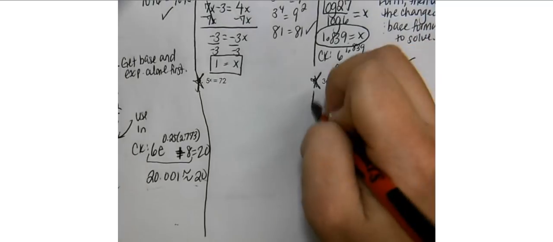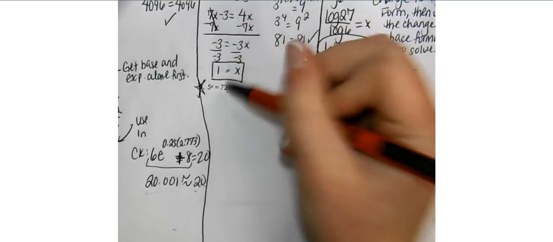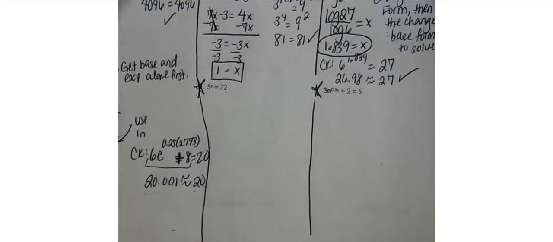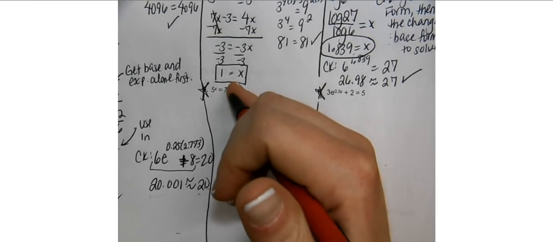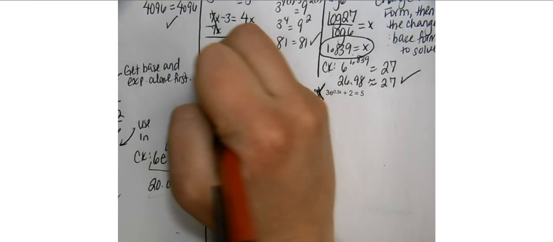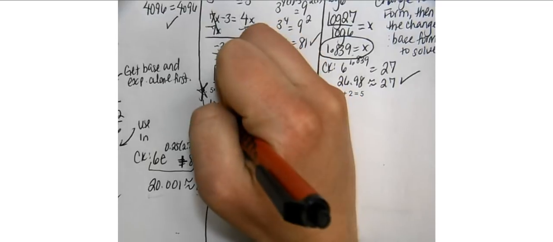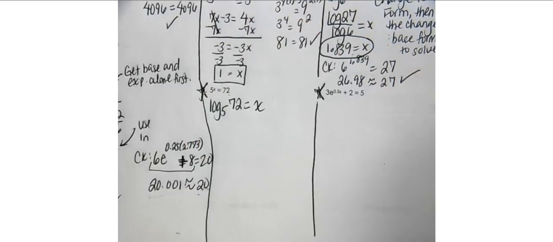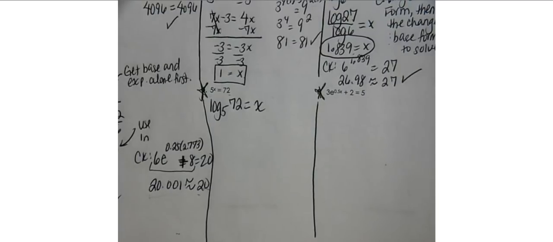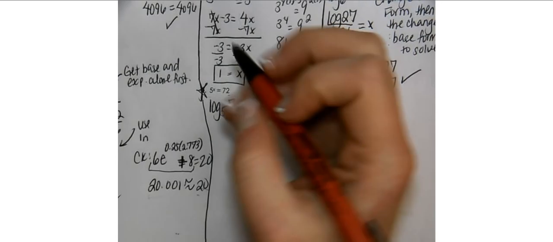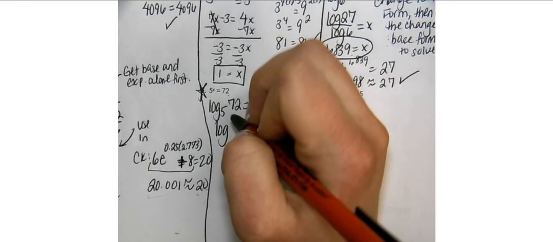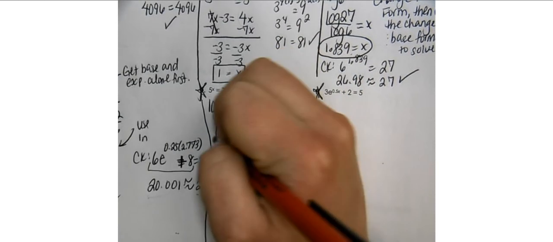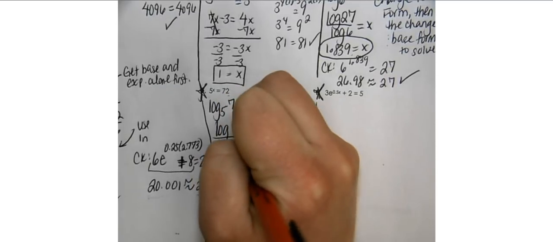Okay, so 5 and 72, they have nothing in common. So what we need to do is change this exponential form to logarithmic form. So I'm going to write this as log base 5 of my answer, which is 72, equals my exponent, which is x. What's cool about this is that x is already alone. We just have to know what number it is. So we're going to use the change of base formula. Log of 72 divided by log of 5, and that's going to equal x.